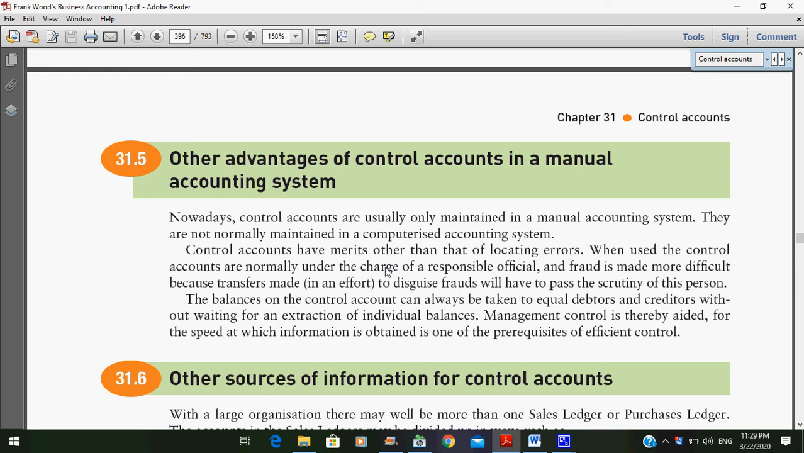Control accounts have merits other than that of locating errors. When used, the control accounts are normally under the charge of a responsible official, and fraud is made more difficult because transfers made to disguise frauds will have to pass the scrutiny of this person. The balances on the control account can always be taken to equal debtors and creditors without waiting for an extraction of individual balances. Management control is thereby aided, for the speed at which information is obtained is one of the prerequisites of efficient control.